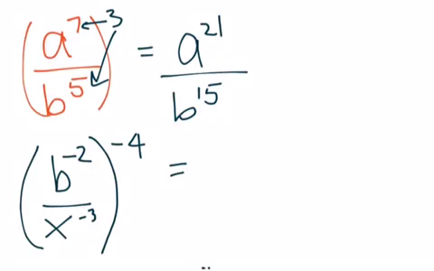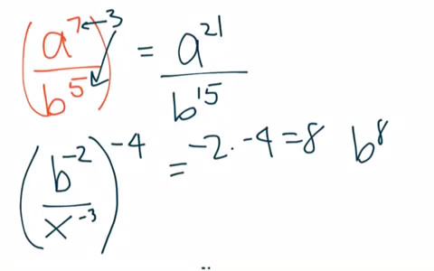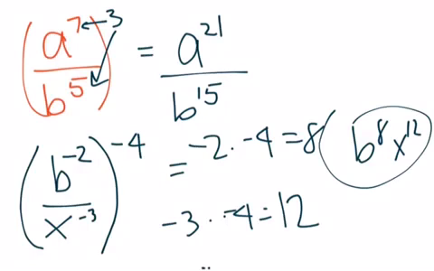So, b to the negative, so right here, we're going to do negative 2 times negative 4, which is going to give us a positive 8. So we have b to the positive 8th. And then we have negative 3 times negative 4, which is going to give us a positive 12. So your answer would look like b to the 8th, x to the 12th. That's what that would be. So the same rules apply. If you're multiplying negative exponents, it's going to turn into a positive exponent. If you have one negative and one positive exponent, it's going to remain a negative exponent. Okay?